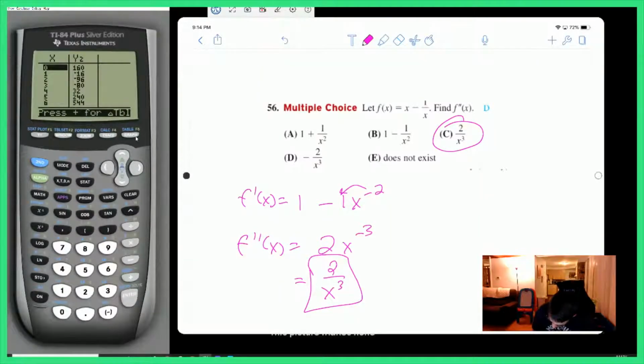1 minus 1 over x. So 1 minus x to the negative 1. Oh, let's see. I think I wrote it wrong. This is x minus x to the negative 1. So the negative would come down. Yeah, I did it. This right here should be a positive. Sorry about that. And then that would make this negative. Yep, so it's actually choice D. I never wrote my first negative down. So that's the answer there. That's not too bad.